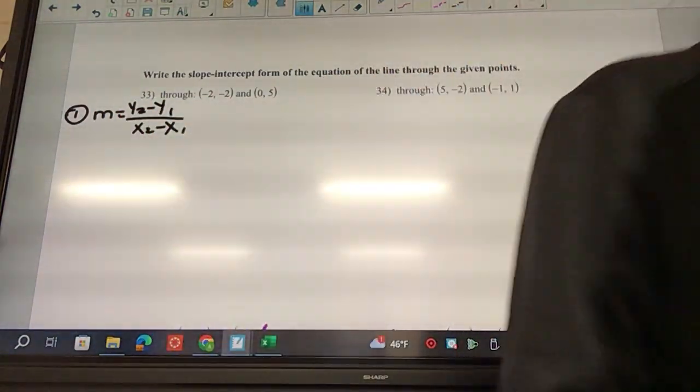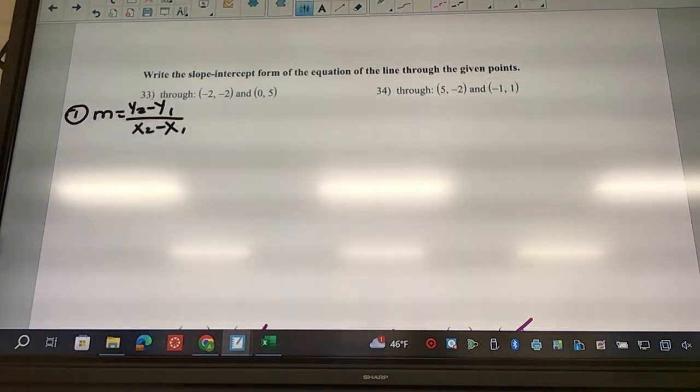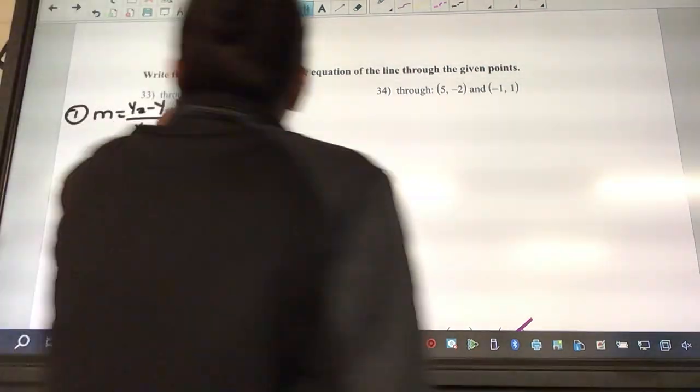Okay, we need to find the slope before you can even do point slope, which is the title, right? Point slope, the word slope, or slope-intercept, which has the word slope in it. So our very first step is going to be to find the slope. We're going to use this formula.